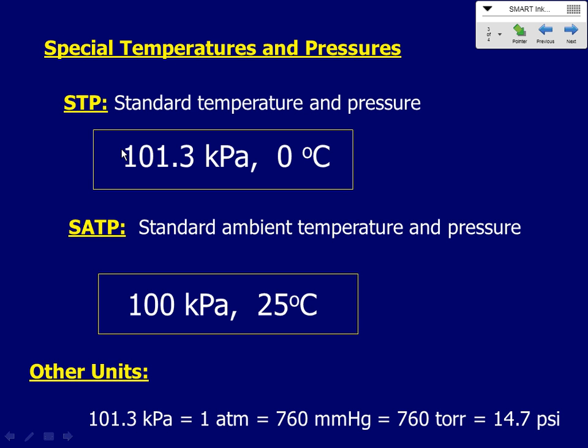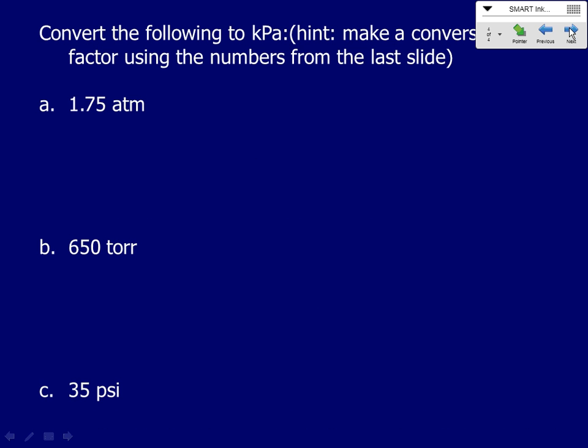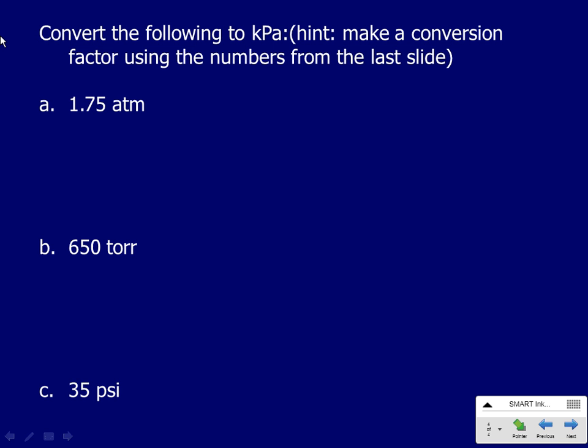Okay? Now, just to finish our little note on pressure, we're going to do some conversions here because in the end, we want kilopascals. We're going to be doing some calculations where kilopascals is the important unit. So we need to be able to convert these to kilopascals.